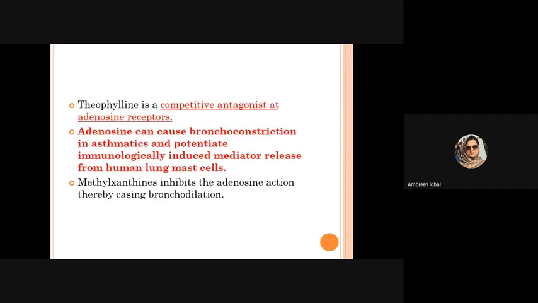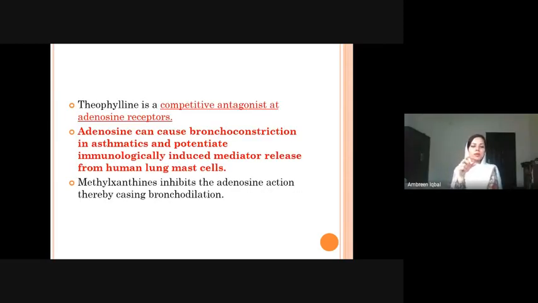The next additional effect of theophylline is, along with inhibiting the enzyme phosphodiesterase, it competitively antagonizes the adenosine receptors. Meaning theophylline is an antagonist of adenosine. Who is adenosine? Adenosine causes bronchoconstriction in asthmatics. This is not good. And adenosine potentiates immunologically mediated release from the human lung mast cells. This is also not good for the asthmatic patient.